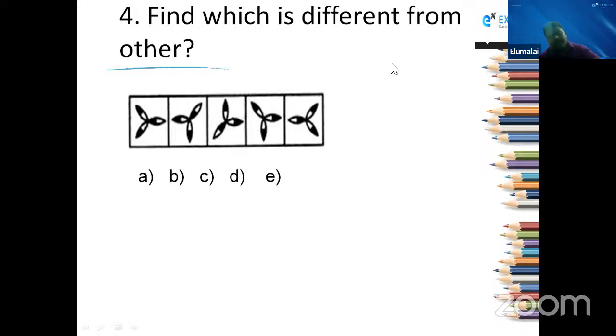Very good. Right. Many of you are posting correct answers. Good. Great. See here, if you take, all are similar, but the shaded region, only one shaded region is connected with the middle. Right. Here also only one shade is connected with the middle. Here also only one shaded region is connected with the middle. But here, none of the shaded regions are connected with the middle. So the odd man is option D. Very good.